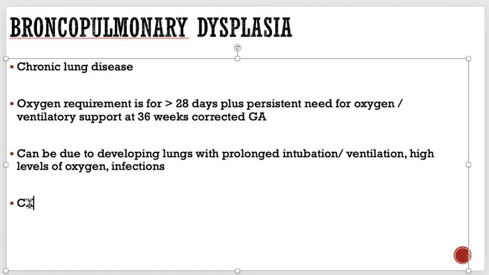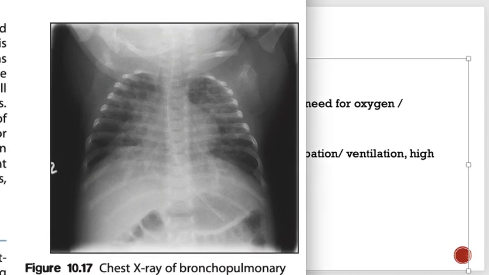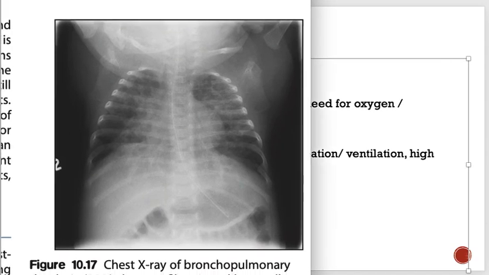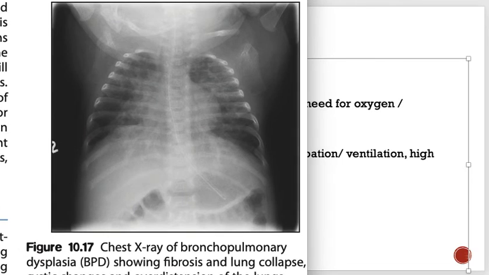We go for a chest X-ray in these patients, and the chest X-ray basically shows signs of hyperinflation, inflammation or atelectasis. I know many of you know what these terms mean, right? So I can show you the chest X-ray of a baby who has this bronchopulmonary dysplasia.